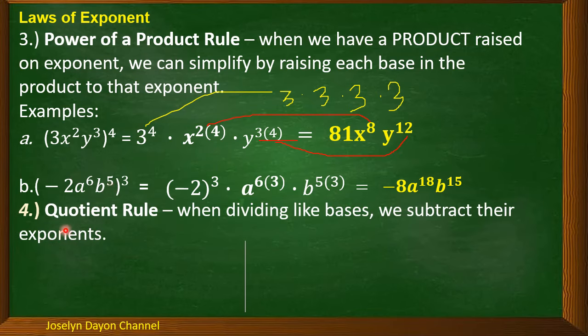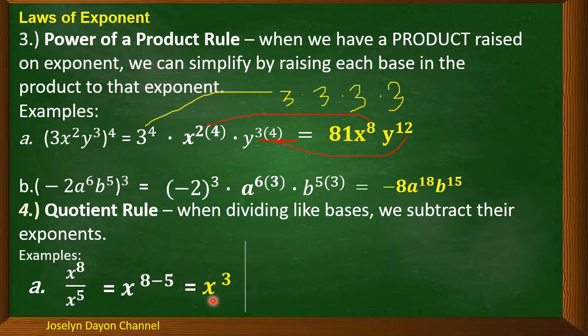Let's move on with the fourth rule, the quotient rule. When dividing like bases, we subtract their exponents. Okay, remember we have to subtract their exponents. Say for example, we have here x to the power of 8 over x to the power of 5. To solve this, we copy the common base, which is x, and then subtract the exponent. We have here 8, and in the denominator we have the exponent of 5. So 8 minus 5 is equal to 3. Therefore our answer here is x cubed.